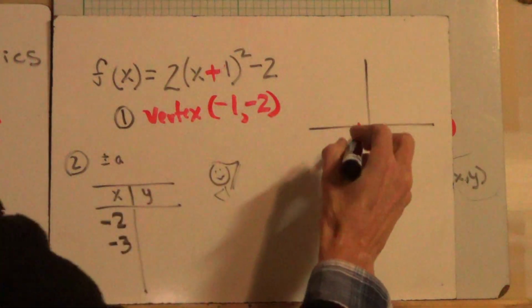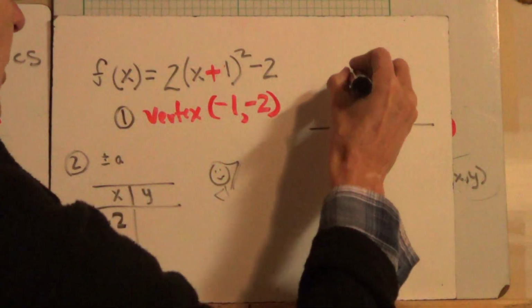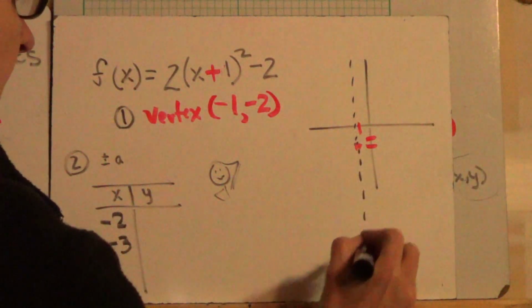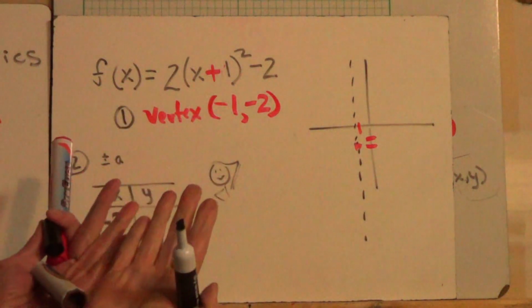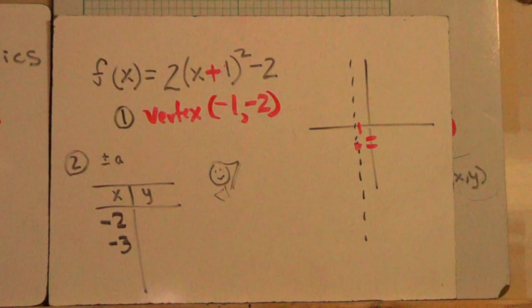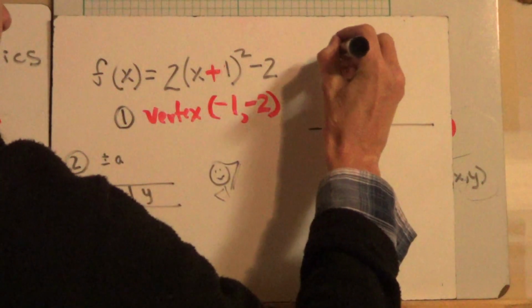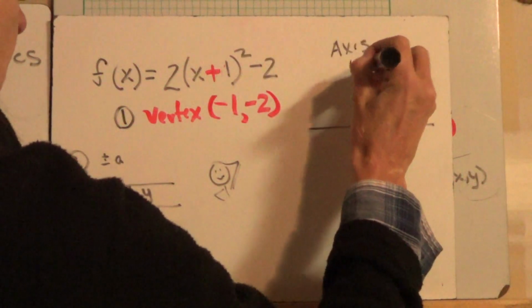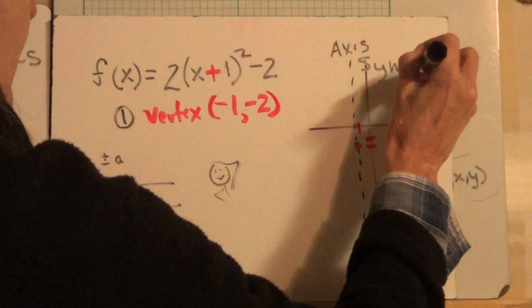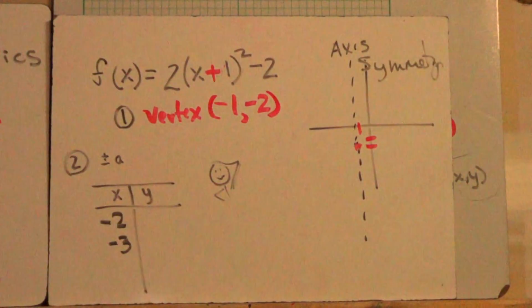Now I'll reflect those over this. Ooh, I should have mentioned that. That is my fold line. That's what the parabola can actually be a mirror image of, and that's called the axis of symmetry. I should have mentioned it on the front page. All of these graphs will talk about the axis of symmetry.